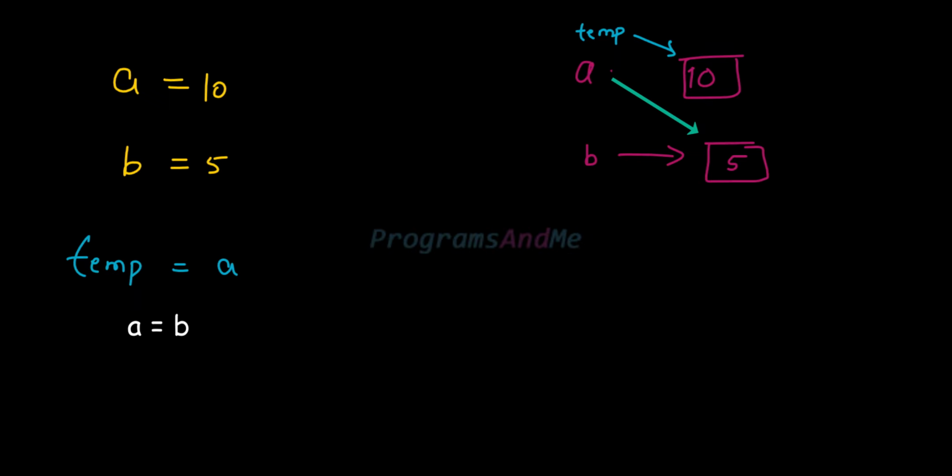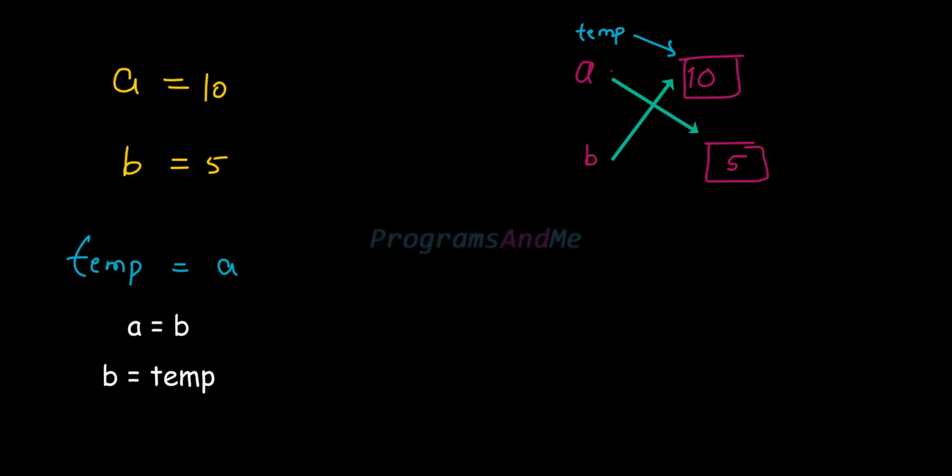Because we created a third variable, temp is pointing to 10. So there is a reference, so we can access that value using the name temp. Now I'll take b equal to temp and we are done.